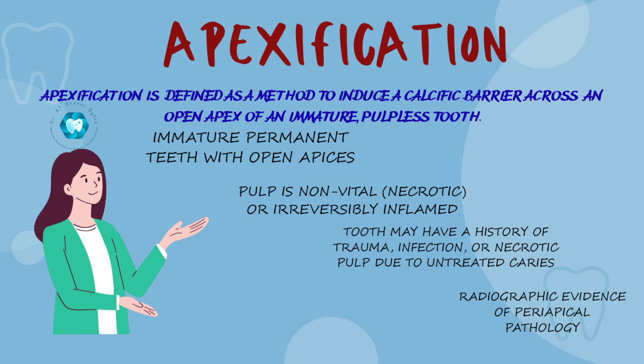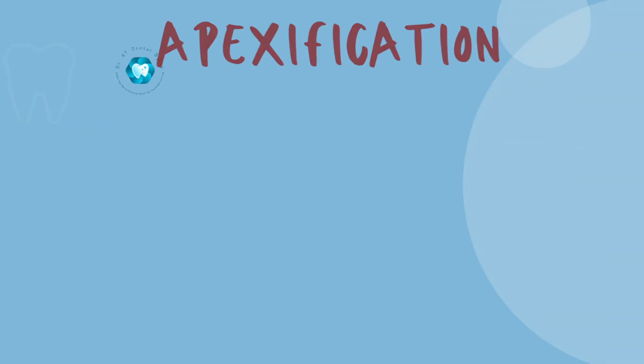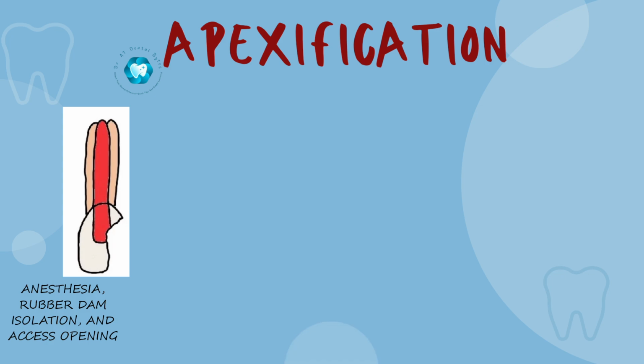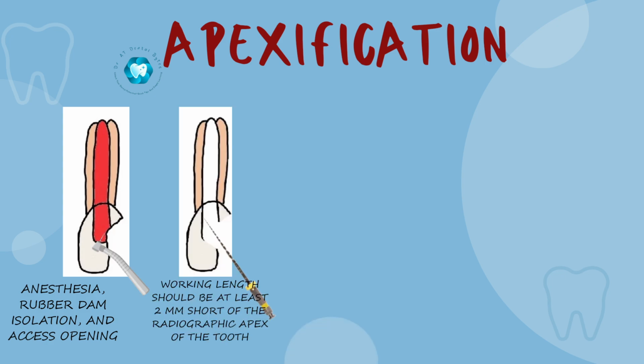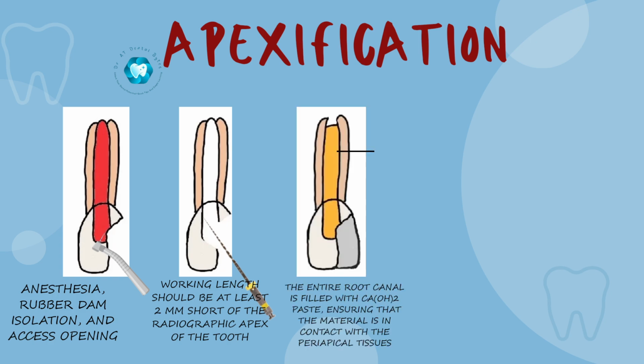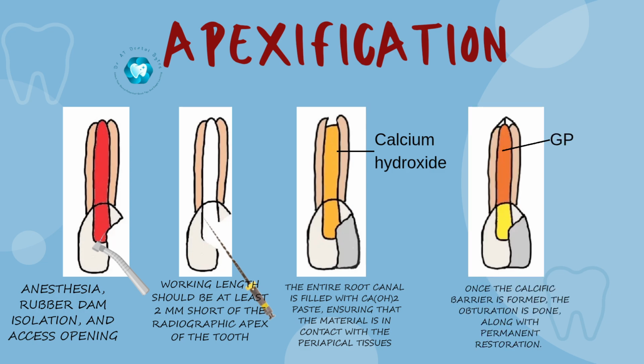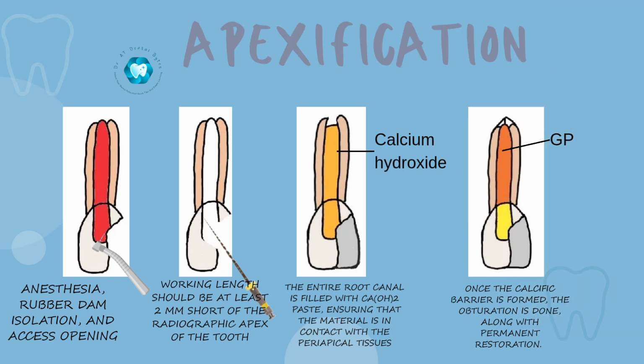Procedure of apexification: after administering local anesthesia and rubber dam isolation, the access opening is done. The working length should be at least 2 mm short of the radiographic apex. The circumferential enlargement is effected by lateral pressure against the walls with a larger file. After drying the canal, the entire root canal is filled with calcium hydroxide, ensuring that the material is in contact with the periapical tissues. Once the calcific barrier is formed, the obturation is done and the permanent restoration is given.